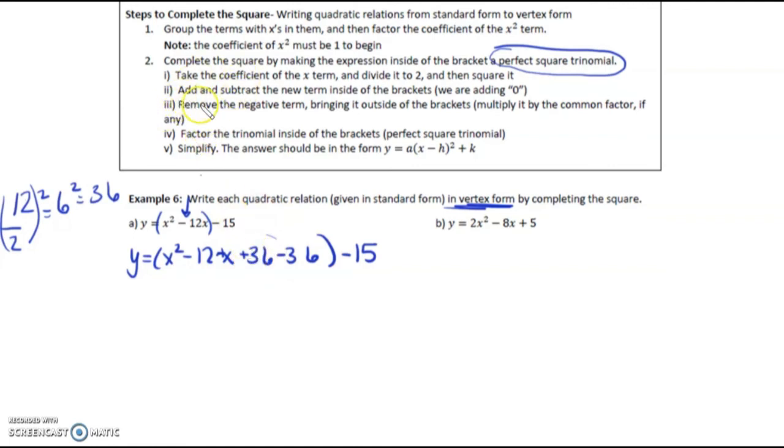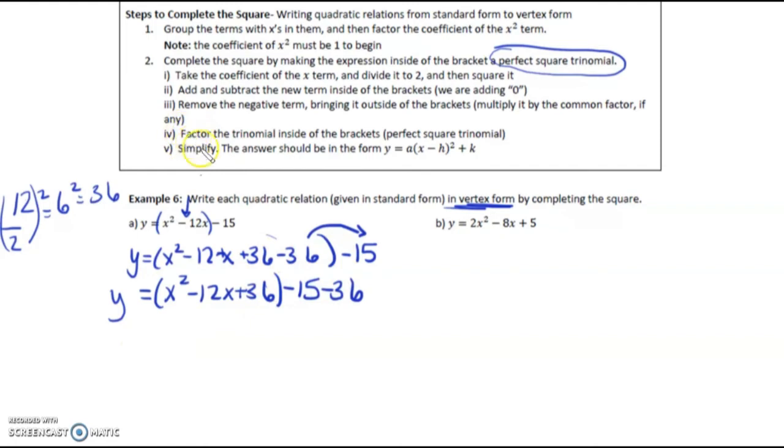Okay, step 3, remove the negative term by bringing it outside of the bracket. If there was a coefficient in front that we had originally factored out, we would have had to multiply it by the common factor, but there's nothing because our coefficient was 1. Okay, so let's just rewrite. Inside of our bracket, x squared minus 12x plus 36. And then outside of our bracket, -15 minus 36.